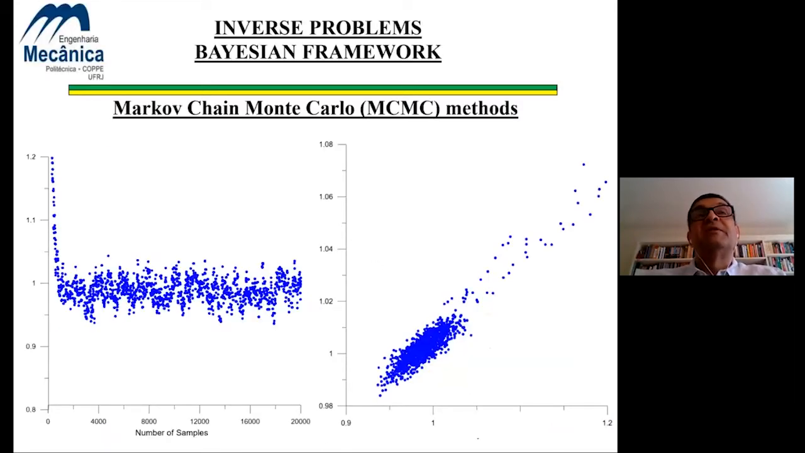This is shown with two examples here. This figure on the left presents the Markov chain for one single parameter. And after neglecting the samples before the chain reaches equilibrium, the statistics of the posterior distribution of the parameters can be calculated by using the samples of the Markov chain. This figure on the right shows the samples for a case involving two parameters. And we can also see that the chain eventually reaches an equilibrium distribution, and the samples of this equilibrium distribution are used for inference on the posterior distribution of the parameters.